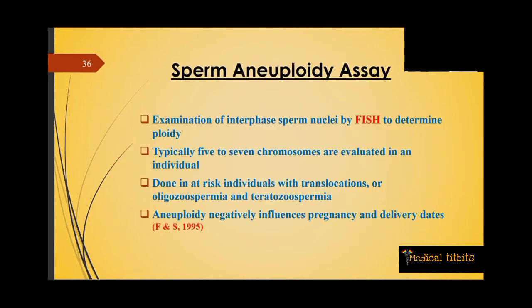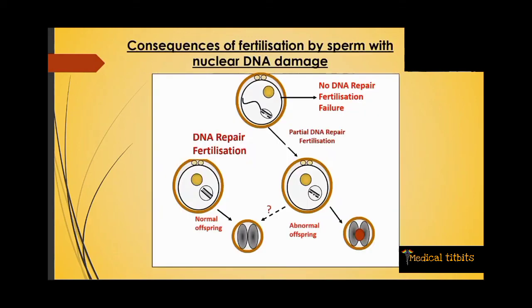Now, coming to sperm aneuploidy assay, FISH is the technique which is used, fluorescence in situ hybridization. Typically, around 5 to 7 chromosomes of interphase sperm nuclei are checked, which is done only in at-risk individuals like those with translocations or those with severe oligozoospermia or teratozoospermia. This is done especially keeping in mind that aneuploidy can negatively influence the pregnancy as well as delivery rates.